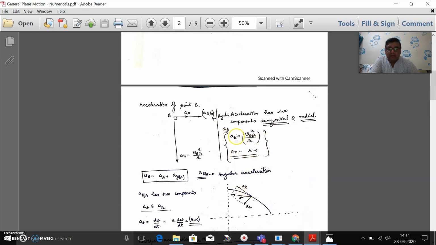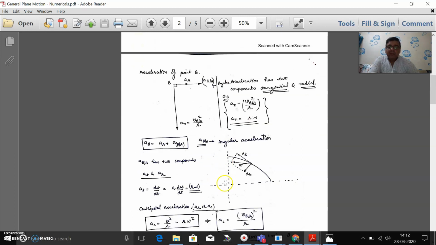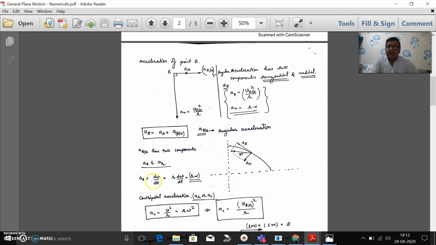Sorry, in this case the sign, here it is wrongly written. It is AR is equal to velocity of B with respect to A whole square upon R, and AT is equal to R alpha. So it has to be inverted, right? This is for this and this is for this. Here it is correctly written.